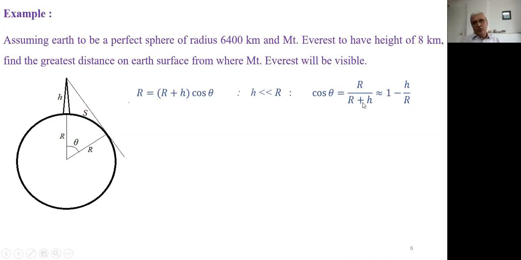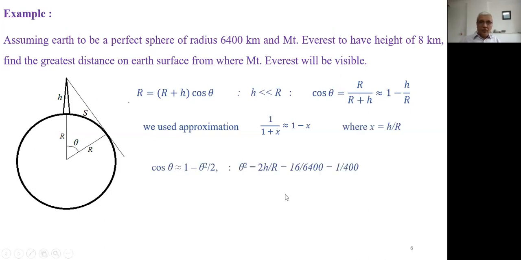And you can check yourself that for h upon r very, very small compared to 1, I can divide numerator and denominator by r. Then I'll get 1 upon 1 plus h by r. That will be nearly the same as 1 minus h by r, where we have used the approximation shown earlier. Now, you got cos theta as 1 minus h by r.